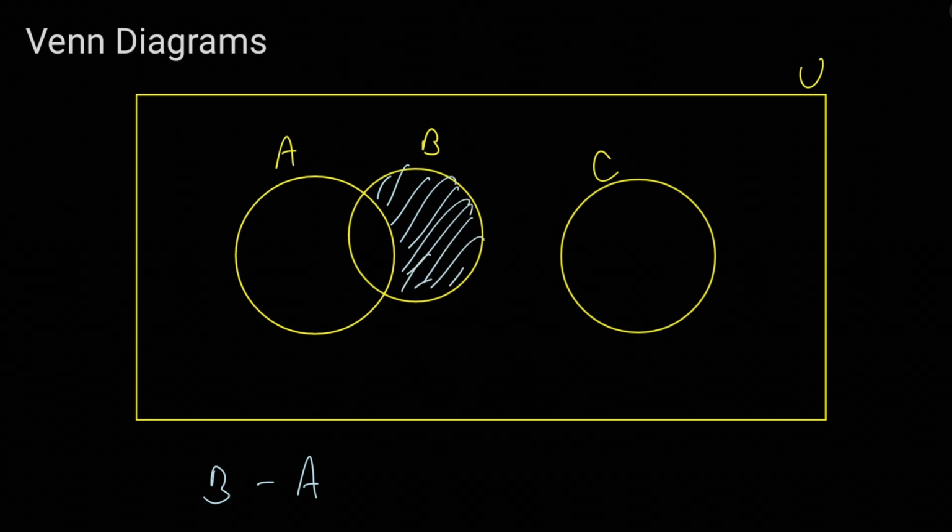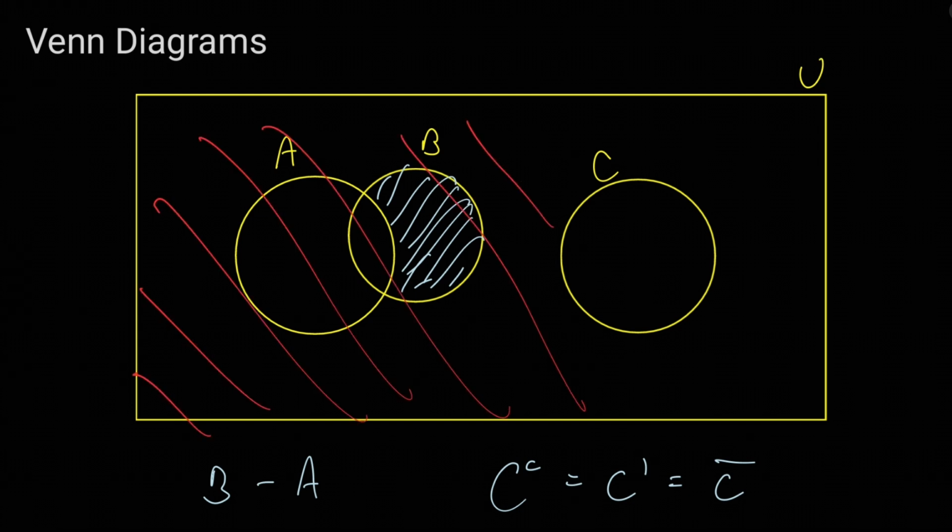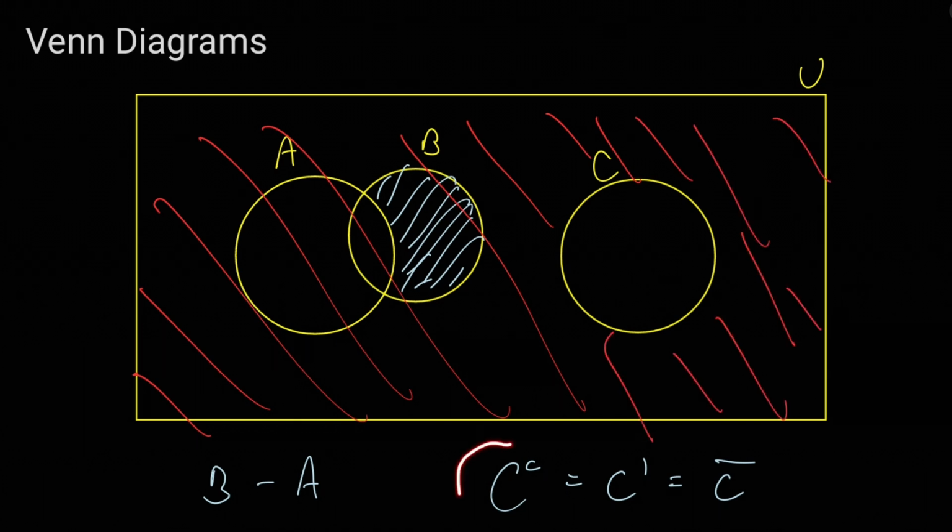Now how can we represent the complement of the set C? Well, usually we write the complement as the set with a little c here, or sometimes like this, or sometimes like this. These all mean everything in the universal set that is not in C. In the Venn diagram, we can say that everything in the universal set, which is not C, is the complement of C.